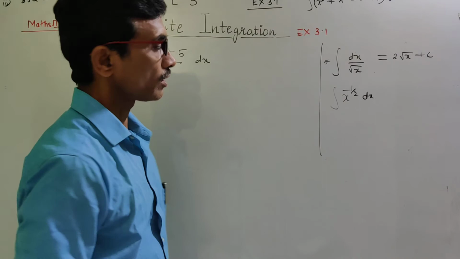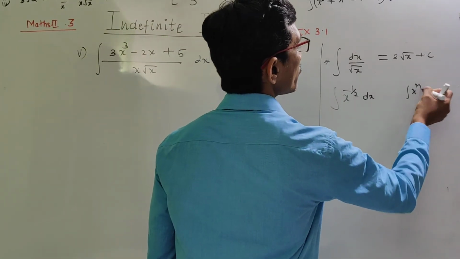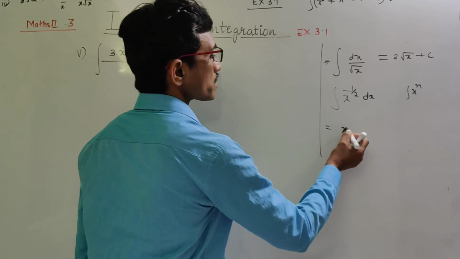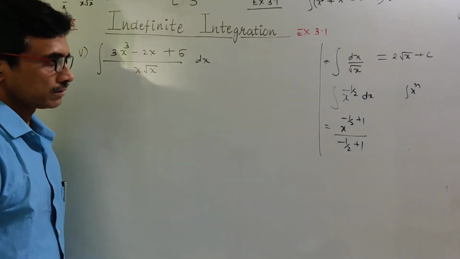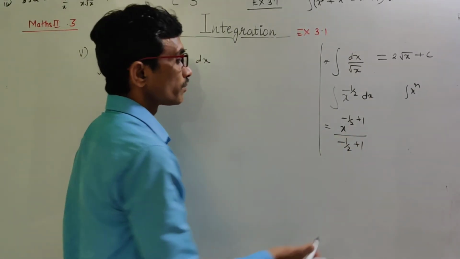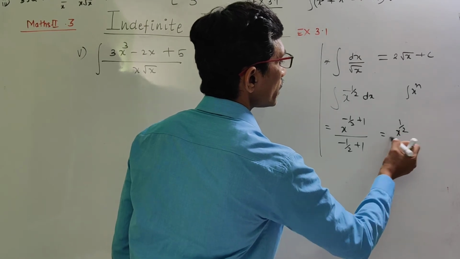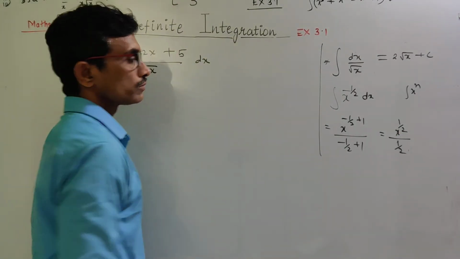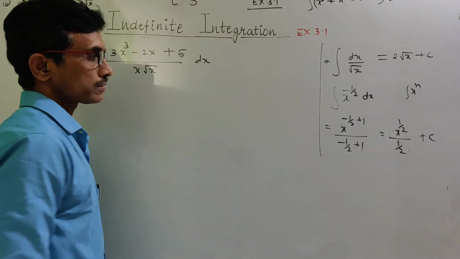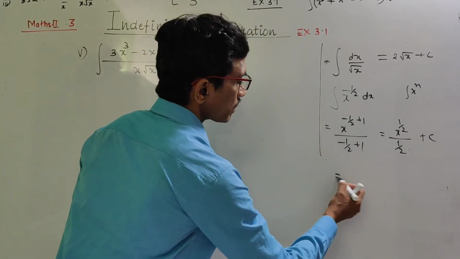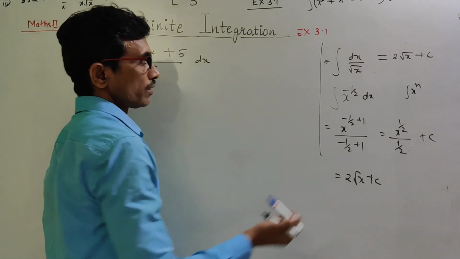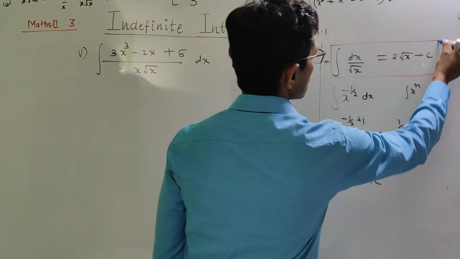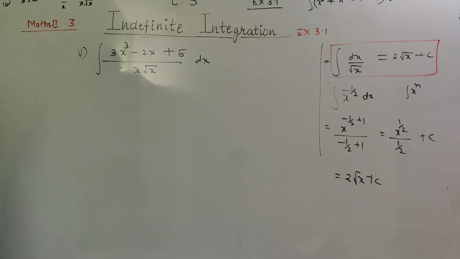using x raised to power n formula. ये होगा x raised to power minus 1 upon 2 plus 1 upon minus 1 upon 2 plus 1. Then this 1 minus 1 upon 2 is 1 by 2, x raised to power 1 by 2 and denominator also 1 by 2, plus c, constant of integration. ये 1 by 2 in denominator it will be 2, and this x raised to power 1 by 2 is root x plus c. So remember this formula, integral dx upon root x is equal to 2 root x plus c. We attempt now this fifth sub question.